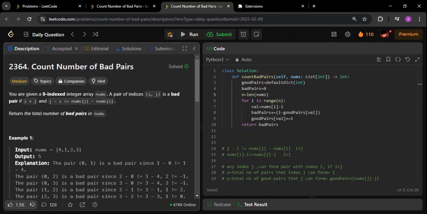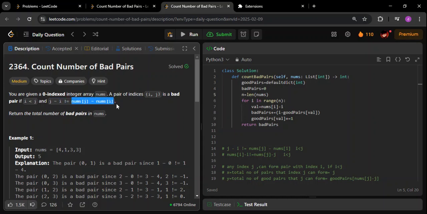It's very simple. We are given a zero-indexed integer array nums. A pair of indices i, j is a bad pair if i is less than j. See, this part is very important because if you ignore it, things are going to be very different for you. So please pay attention. i has to be less than j. Then they are giving a calculation, j minus i. Remember, since i is less than j, j minus i is going to be a positive number. j minus i is not equal to nums of j minus nums of i.